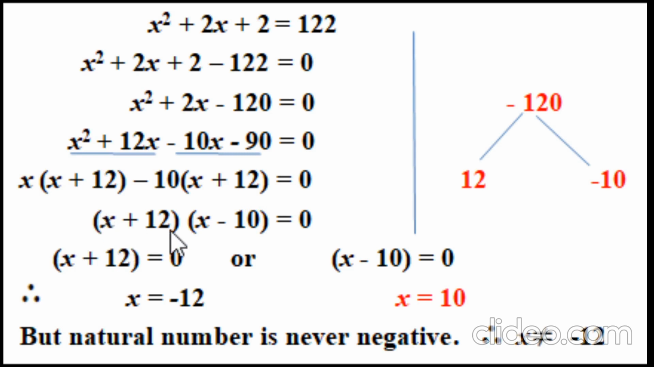Here in one bracket x plus 12, in another bracket x minus 10 is equal to 0. Therefore x plus 12 is equal to 0 or x minus 10 is equal to 0. Here x is equal to minus 12 or x is equal to 10. But a natural number is never negative, because natural numbers start from 1 and they are not integers. So we cannot take x as minus 12. We need to take x is equal to 10.